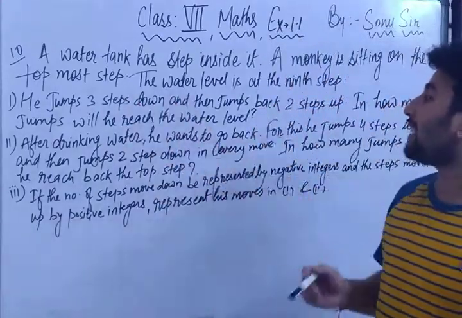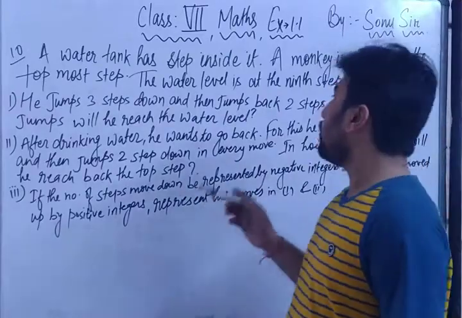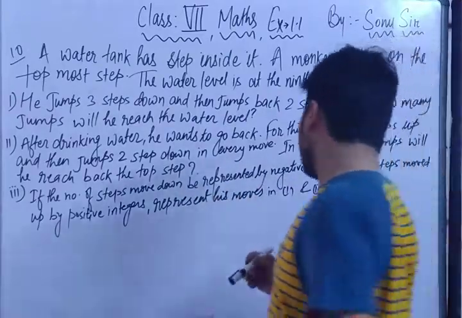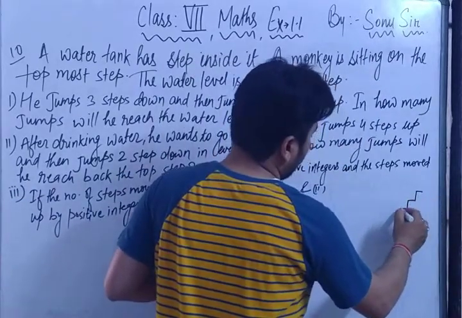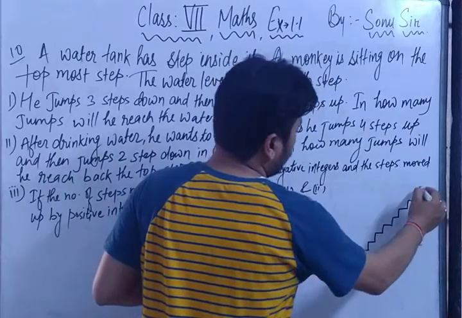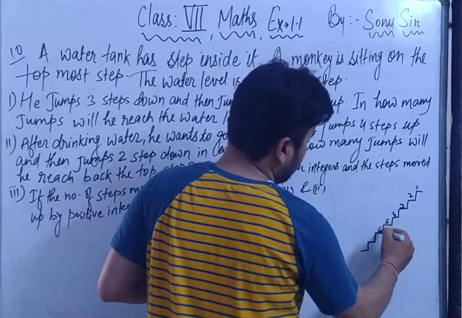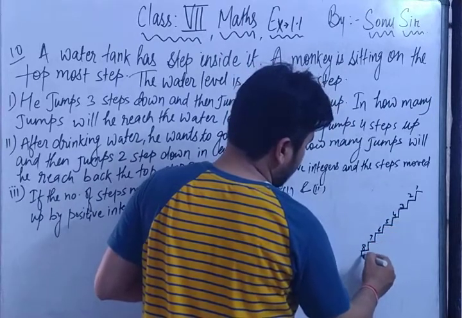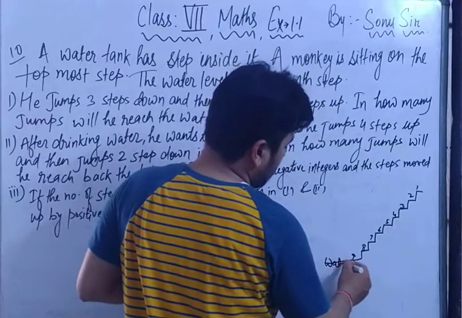A water tank has steps inside it. A monkey is sitting on the topmost step. The water level is at the 9th step. See here, this is the water tank. Just suppose, 1, 2, 3, 4, 5, 6, 7, 8, and this is the 9th. Here is the water level. Okay, water is here.